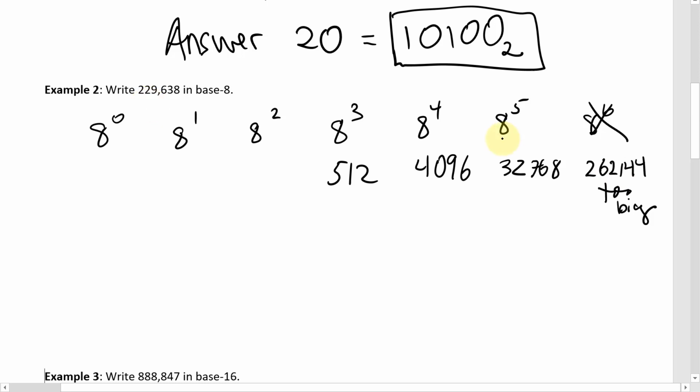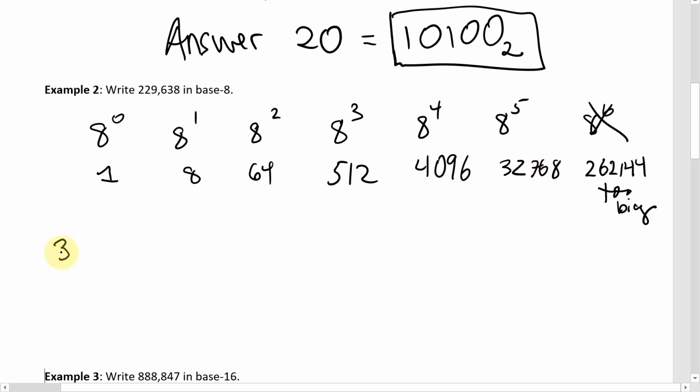So we really only need to go up to 8 to the 5th, right? Use powers of whatever base you're converting to as long as it's less than or equal to what you're trying to convert. Okay, so this is 1, this is 8, and this is 64. And we'll start always with the biggest power of whatever base as long as it's less than or equal to what you're trying to convert.